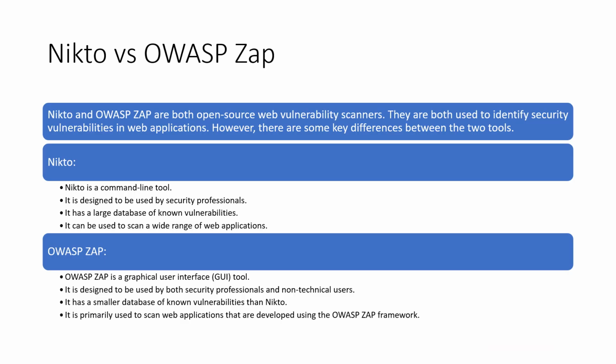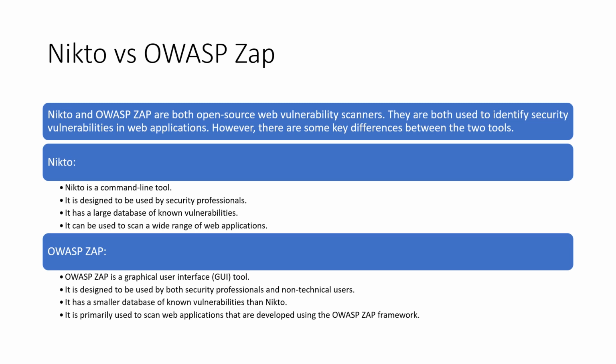So, Nikto versus OWASP. They're both open source web vulnerability scanners. That's why we use them on Kali Linux, because Kali Linux is an open source OS. They're both used to identify security vulnerabilities in web applications, and obviously on Chioptrix you can see the vulnerabilities on it as well. So there are some differences between the two tools.